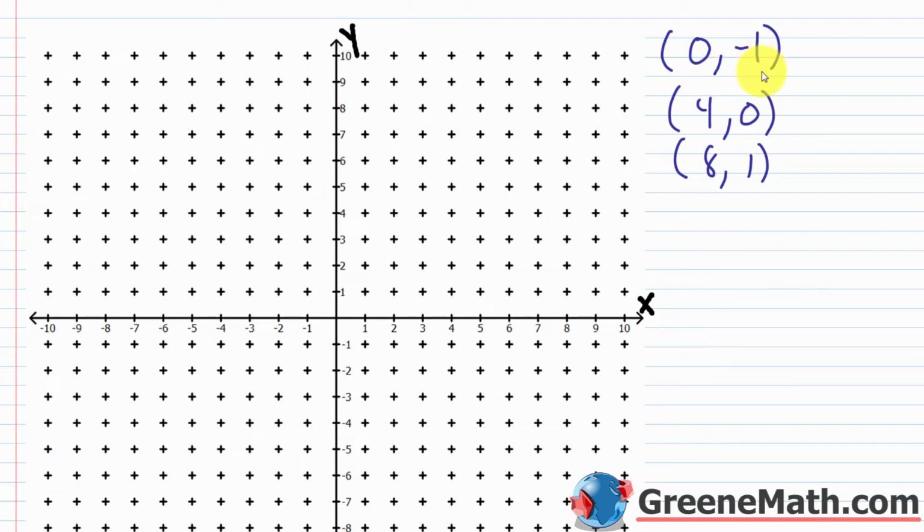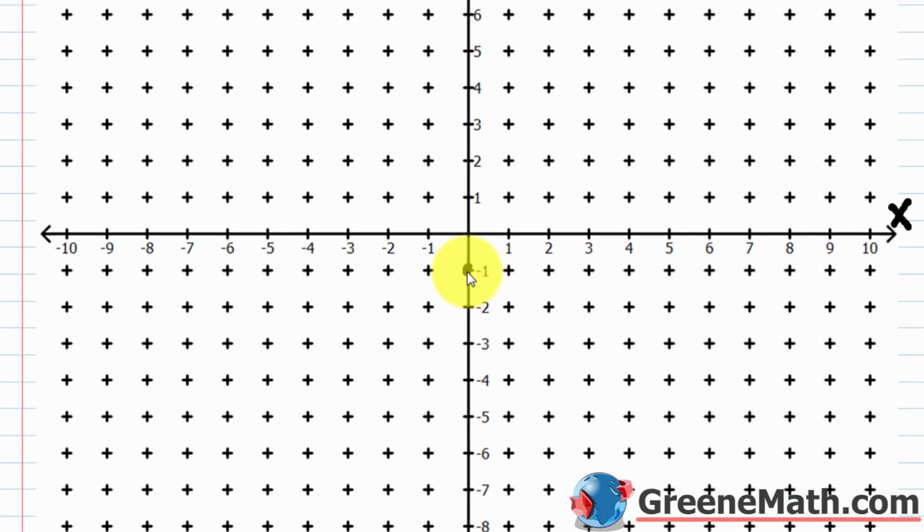So 0, negative 1. So 0 is the x value. So I'm not going to move it all left or right. Negative 1 is the y value. So I'm just going to move down. That's right here. Now, remember, if x is 0 and y is negative 1, that is the y-intercept. And notice how when we graph this, it's going to cross right there. It's going to touch the y-axis, and again, that's the definition of the y-intercept. It's where it crosses the y-axis.